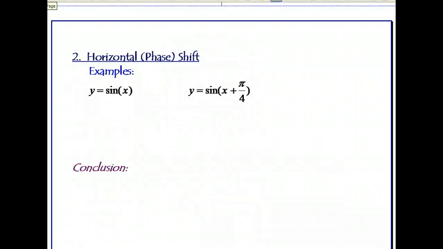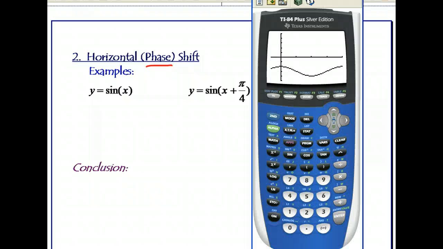So that was vertical shift. And now we are going to talk about horizontal shift, or left and right. And this is also known as a phase shift. So once again, let's get our calculator out. We just want to try and understand what's going on here. We don't need to break our heads just yet.